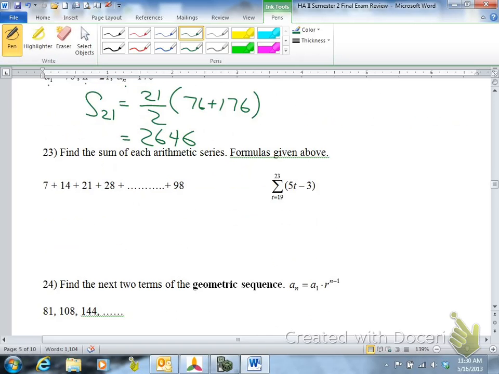Find the sum of the arithmetic series. So on one like this, how do we find the sum of the series?